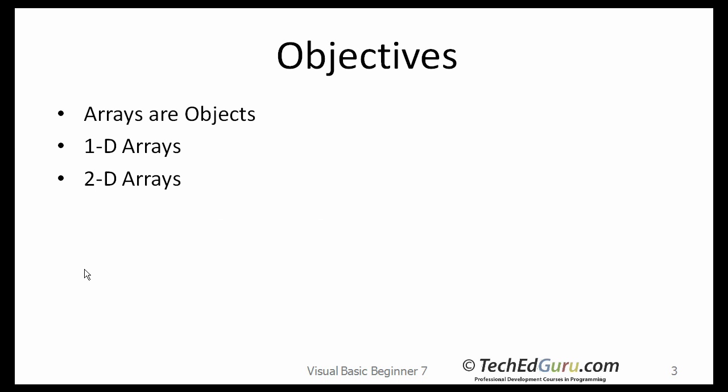The objective of this lesson is to discuss arrays. Arrays are objects, and we will discuss how you can create one or two-dimensional arrays. An array is a collection of variables of the same type. Arrays can have one or more dimensions.